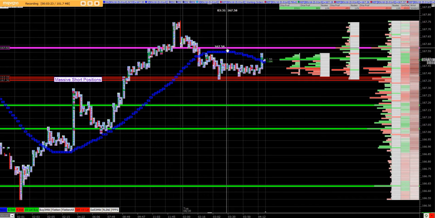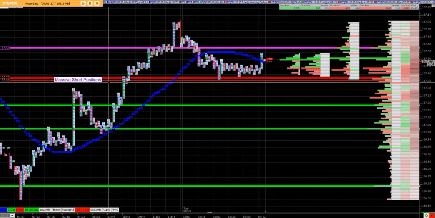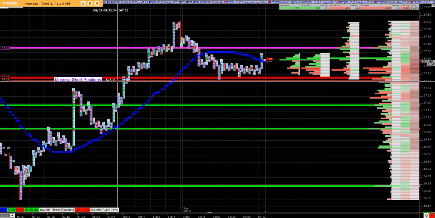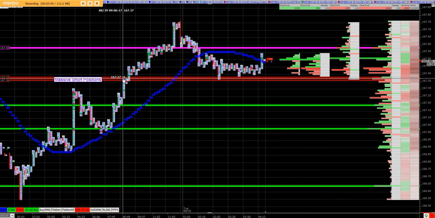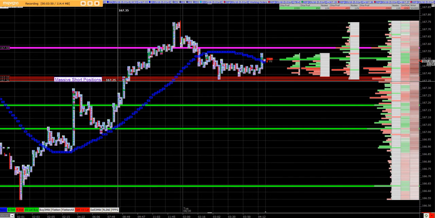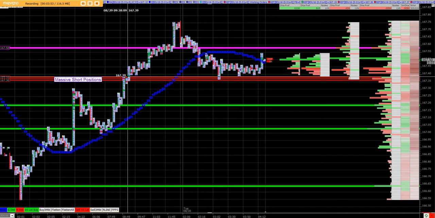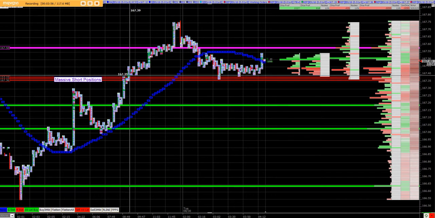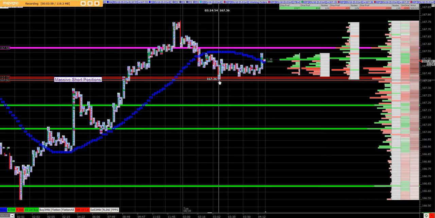But I'm telling you, using the delta profile and using the footprint chart gives you an idea. And one of the reasons that I'm showing you this is that we knew where all these short positions were, right? So we knew ahead of time where we would have some decent resistance. And most of the time, what you want to look for is not so much breaking through this level where all these short positions were, but once we break through it and we come back down to it again, that's a very bullish sign.